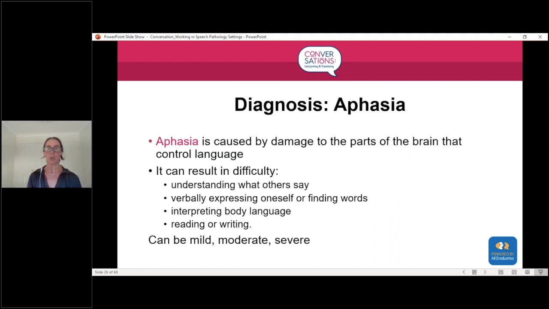I just want to talk a little bit now about some of the diagnoses that you'll see if you work with a speech pathologist in a hospital. Probably one of the most common ones is aphasia. Don't know if any of you have heard of aphasia. Anyone heard of aphasia, or anyone who has interpreted for an aphasia patient, or who you think might have had aphasia?